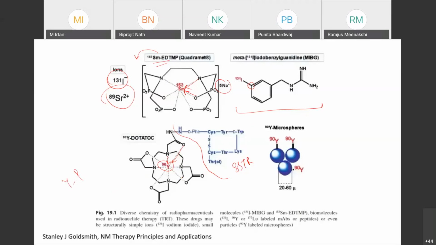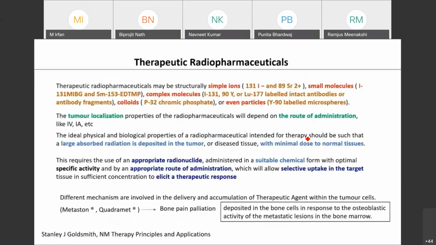And finally, we have yttrium-90 microspheres. We have yttrium labeled to some spheres, glass spheres or resin spheres, and these are used in treating different types of liver mets by a process called radioembolization. So we have seen how the structures of the pharmaceuticals look.